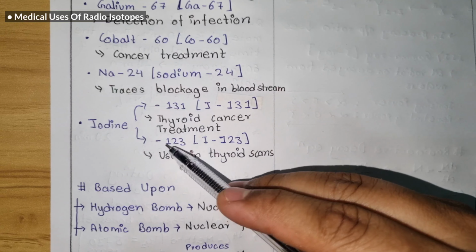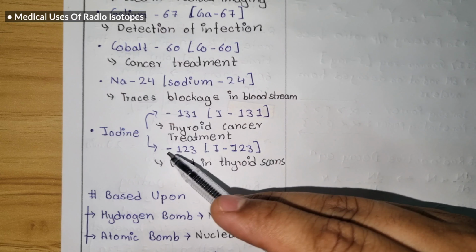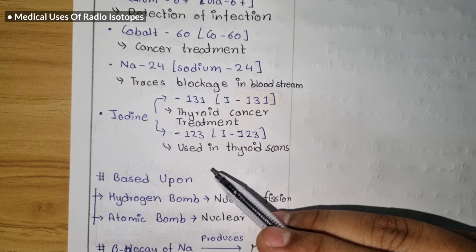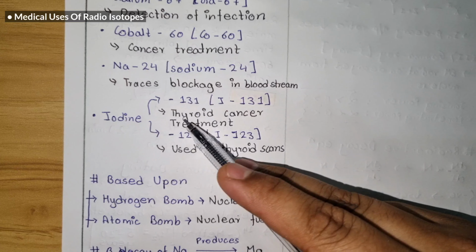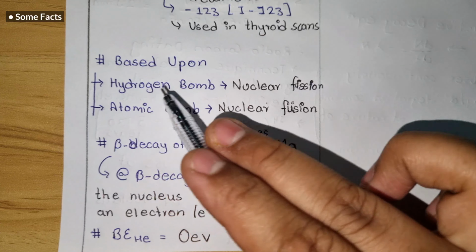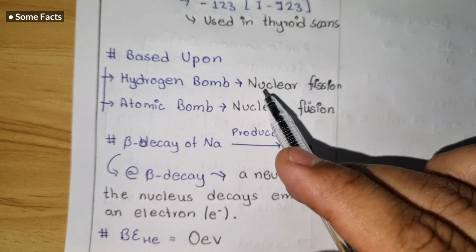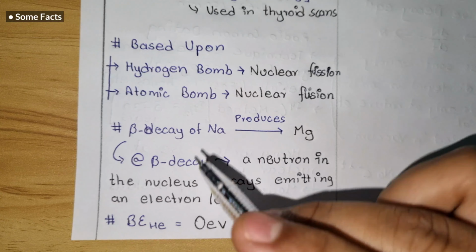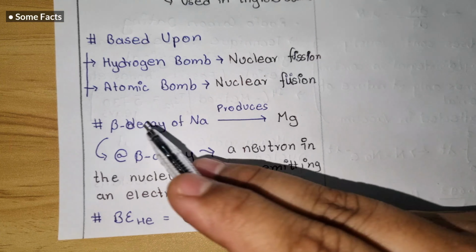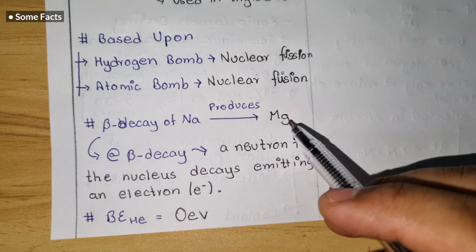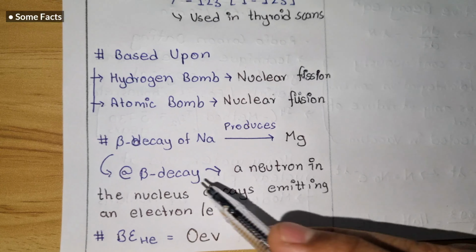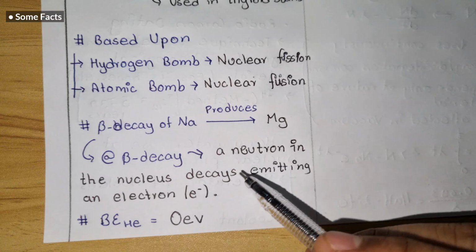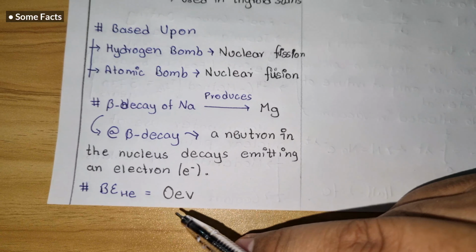Here are two radioisotopes of iodine, that is, iodine-131 and iodine-123. Iodine-123 is used in thyroid scans, whereas iodine-131 is used in thyroid cancer treatment. Hydrogen bomb is based upon the principle of nuclear fusion, whereas atomic bomb is based on the principle of nuclear fission. If Na goes through beta decay, it produces magnesium. During beta decay, a neutron in the nucleus decays, emitting an electron. Binding energy of helium is 0 electron volt.